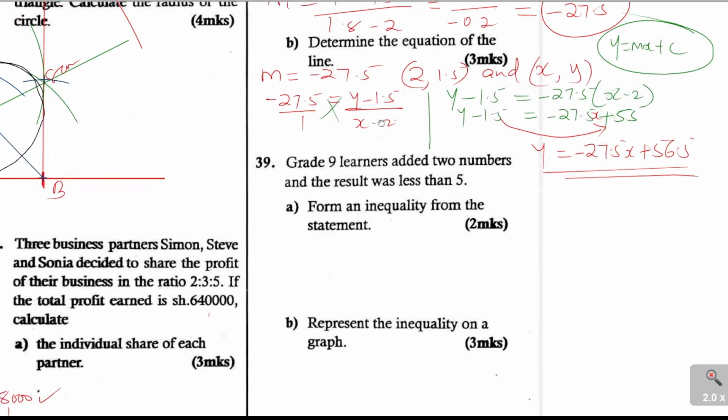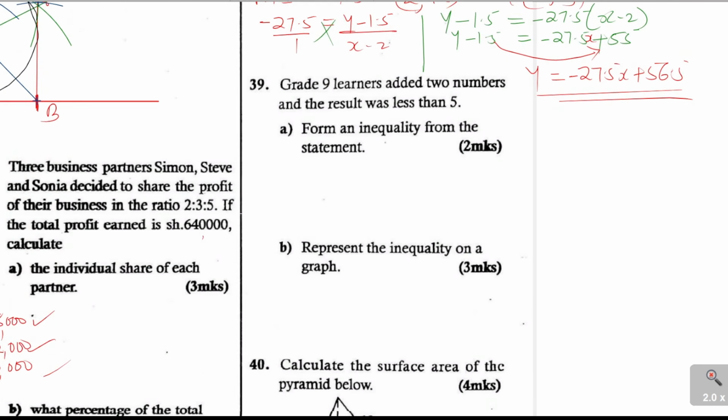We go to the next question, question number 39. Grade 9 learners added two numbers and the result was less than 5. Form an inequality from the statement. So since we don't know these two numbers, we can let one number be x and the other one be y. So when they added the two numbers, that is x plus y, the result was less than 5.